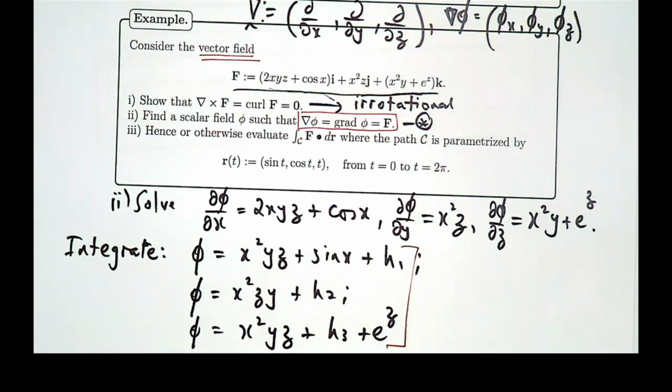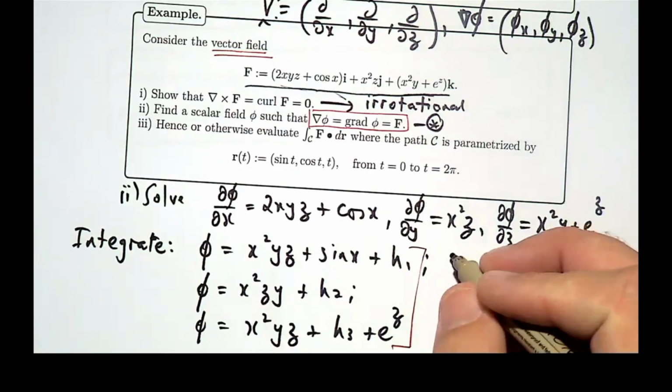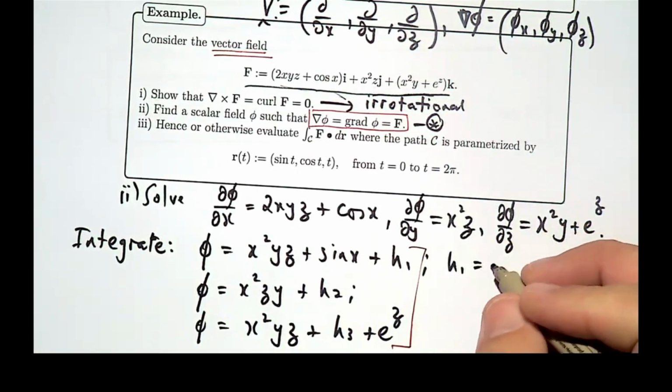So who can suggest what h2 might be? Or h1 or h3? Yes, we're doing a lot of heavy lifting today. It would be sine x plus e to the power of z. So if you look in the middle one here, we want that to capture this and that. So if h2 is sine x plus e to the z, h1's e to the z, h3's sine x, then all the three things align. So I would say this.